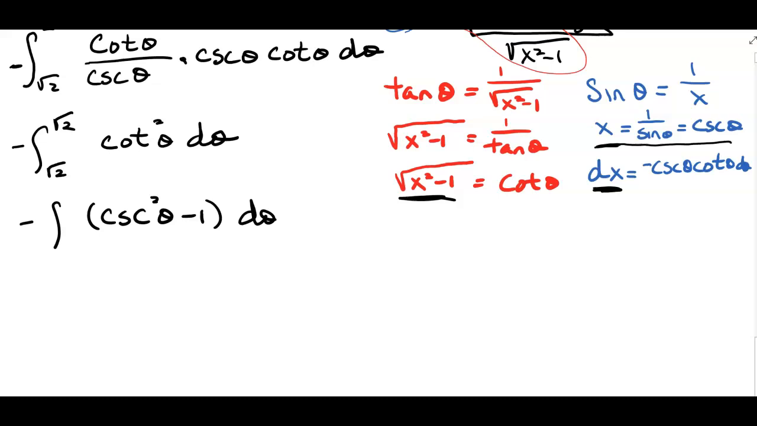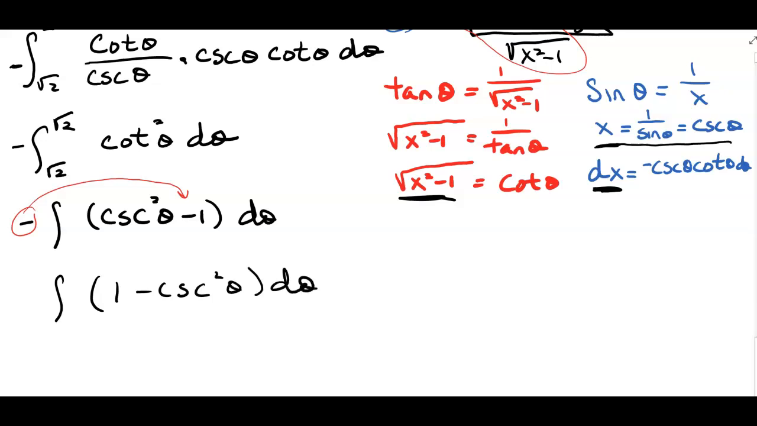We can reduce negatives here by simply multiplying this negative. Sometimes you get caught up with way too many negatives. I can multiply that through and distribute it through, and it just makes this 1 minus cosecant squared. I like reducing negatives.